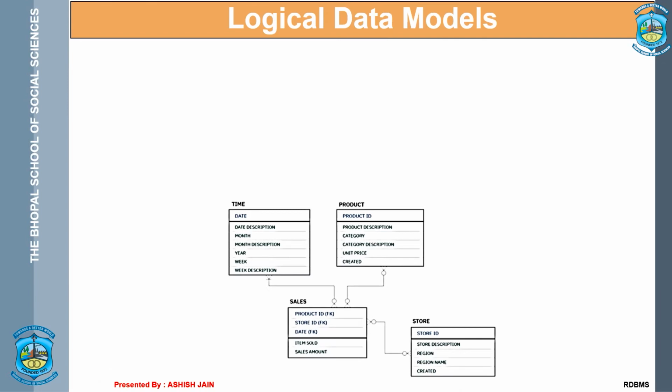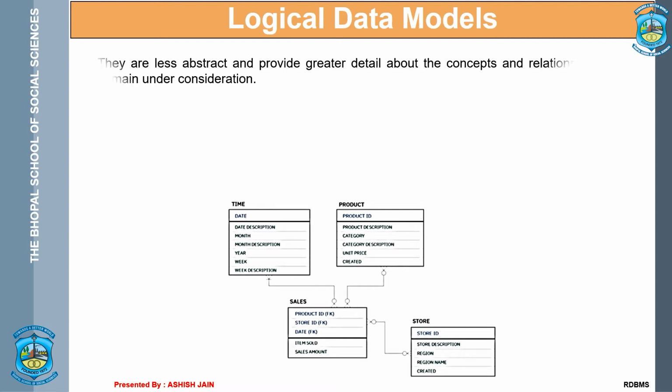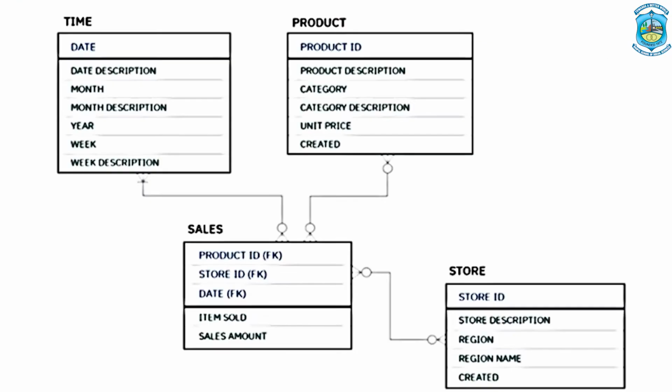Now the next is the logical data model. In the logical data model, we define all these terms in a bit more detailed manner. So they are less abstract and provide greater detail about the concepts and relationships in the domain under consideration. For example, if you take time, what all things are required in the time, what all attributes we require? We require the date, the description of date, month, description of month, year, week, and so on. Similarly, for a product, we have product ID, product description, category, unit price, and so many other attributes associated.